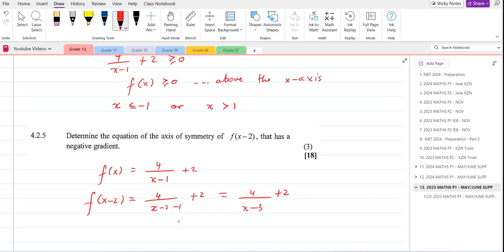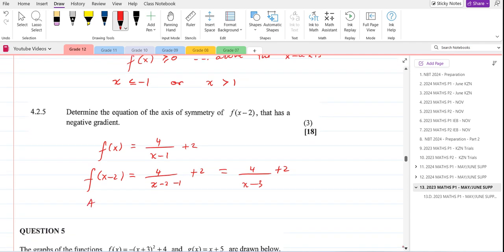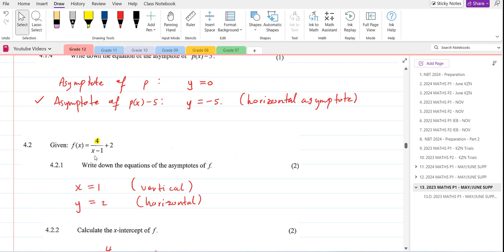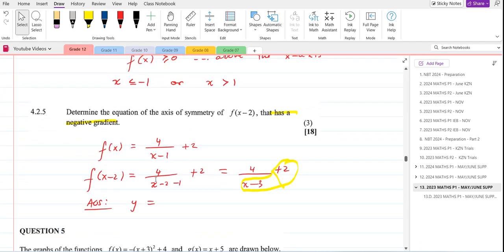So we want to find the axis of symmetry of f of x minus 2. So we're going to say axis of symmetry is basically y equals, that has a negative gradient. Now negative gradient is basically only taking a negative in the denominator, right? So let's see, 4 over x minus 1 plus 2, that's what I have. I replace the x with x minus 2, because that's what they want. And I've got 4 over x minus 3 plus 2.